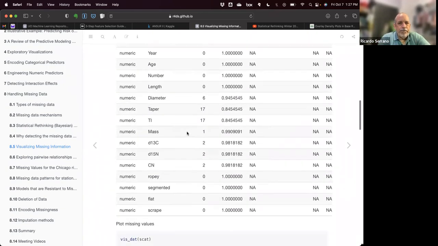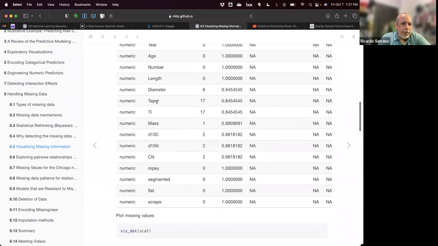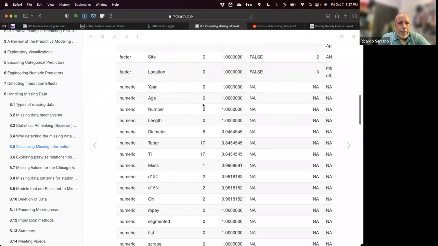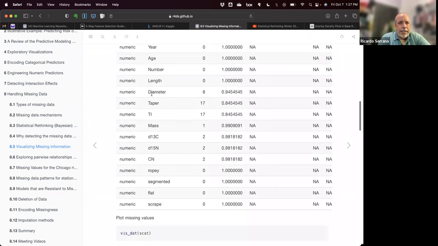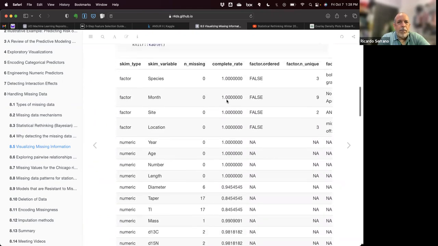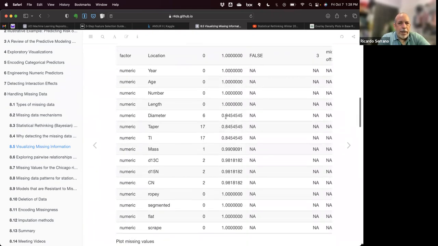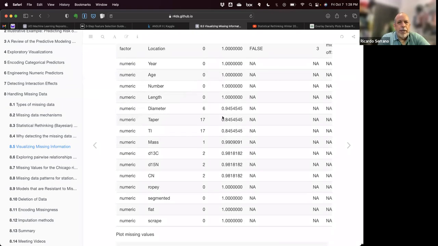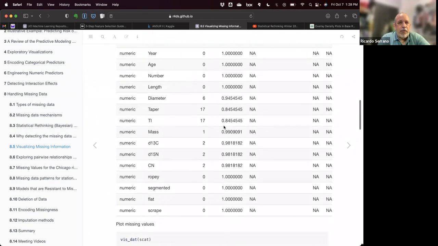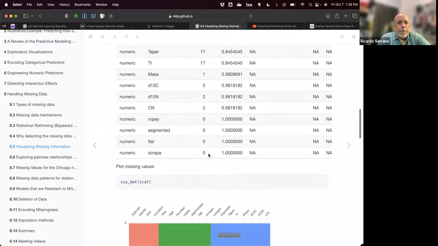And for example, in this one, we have Tapir, right? With 17 missing, the Diameter and what is something called a TI. Okay, and this is the complete rate. In other words, if you subtract it from one, you are going to get then the missing rate percentage. Okay, so here we have around 5-6%, and then here you have a little bit more.